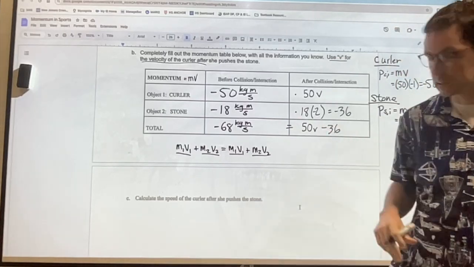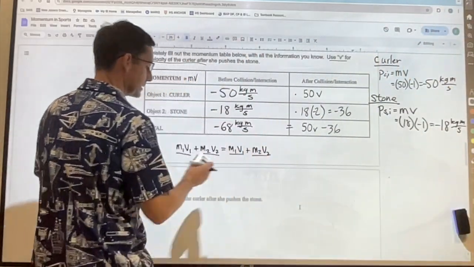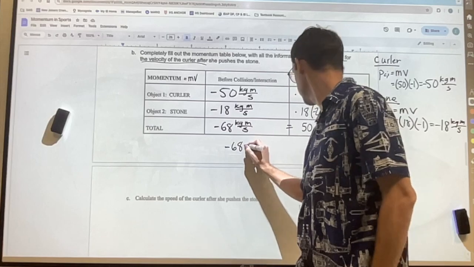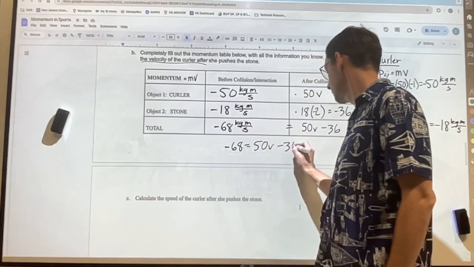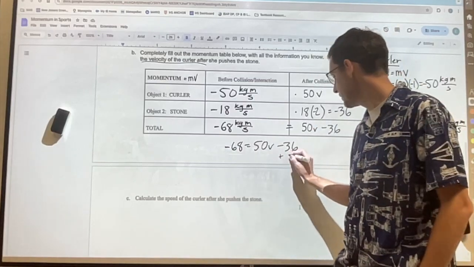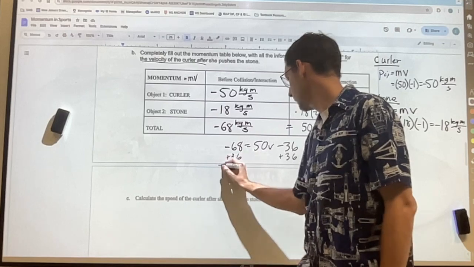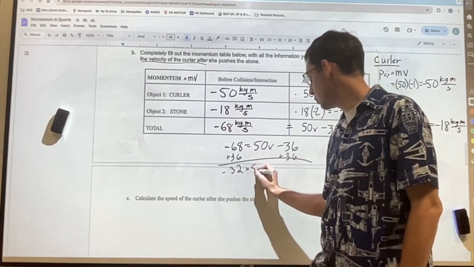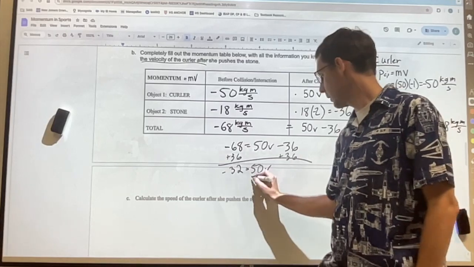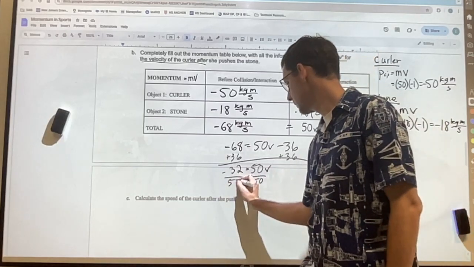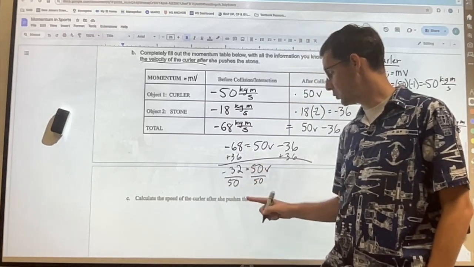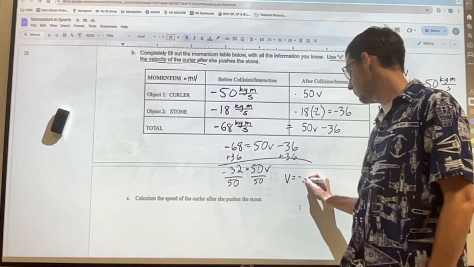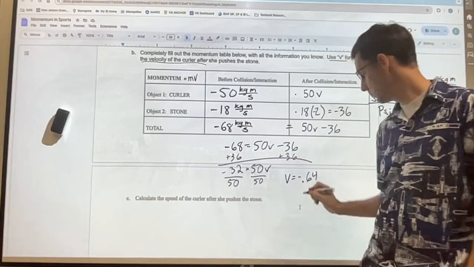Now that I've done this, I'm going to go ahead and get rid of this. We're going to set those two things equal. Negative 68 equals 50V minus 36. So we're going to add 36 to both sides. That's going to leave me with negative 32 is equal to 50V. We're going to divide both sides by 50. And negative 32 divided by 50 gives me that V is equal to negative 0.64 meters per second.